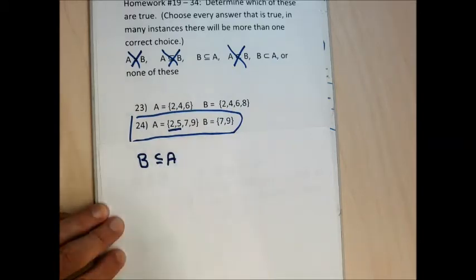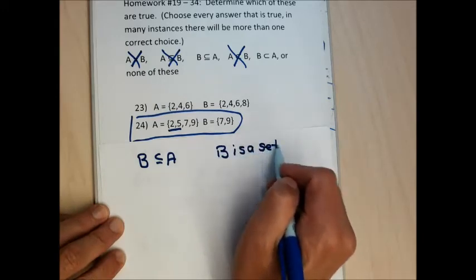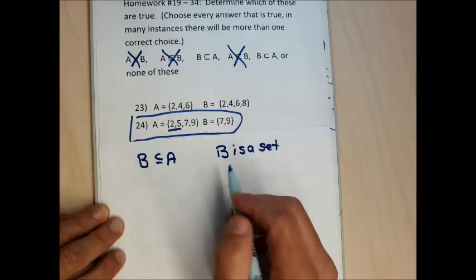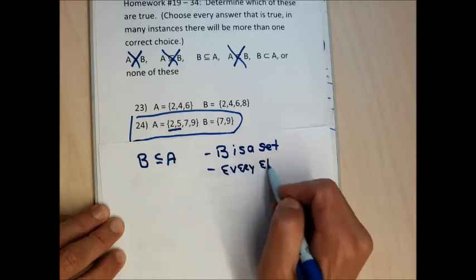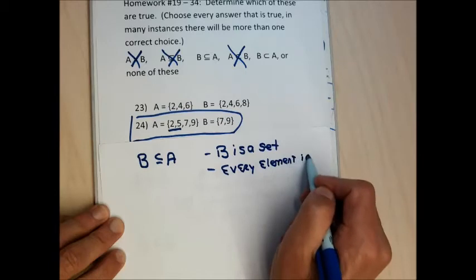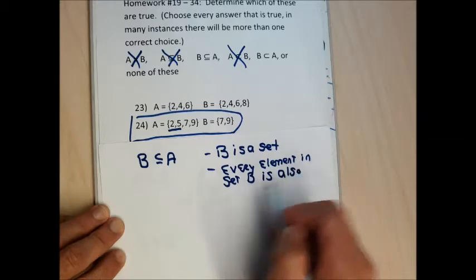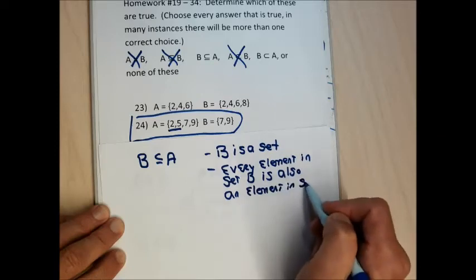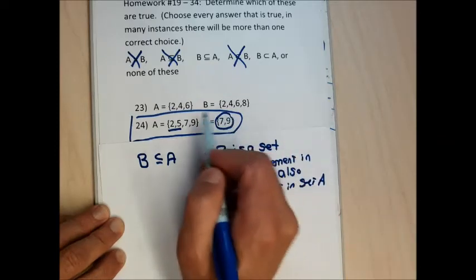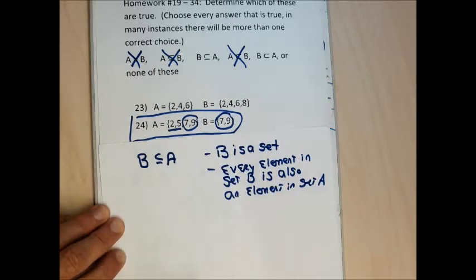And there's just two rules. First rule is the low bar rule, B is a set. Because B is written in set braces, it's considered a set. Second rule, every element in set B is also an element in set A. B has the numbers 7 and 9. Every element in B, 7 and 9, is also in A, so that's also satisfied. The two rules to be a subset are satisfied, so that's going to be part of my answer.